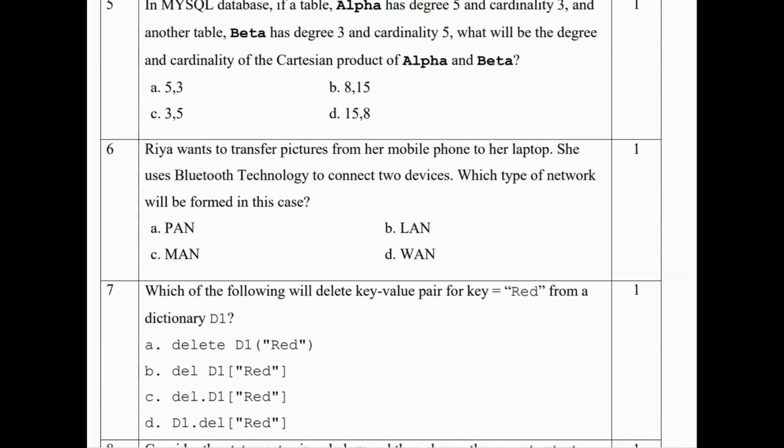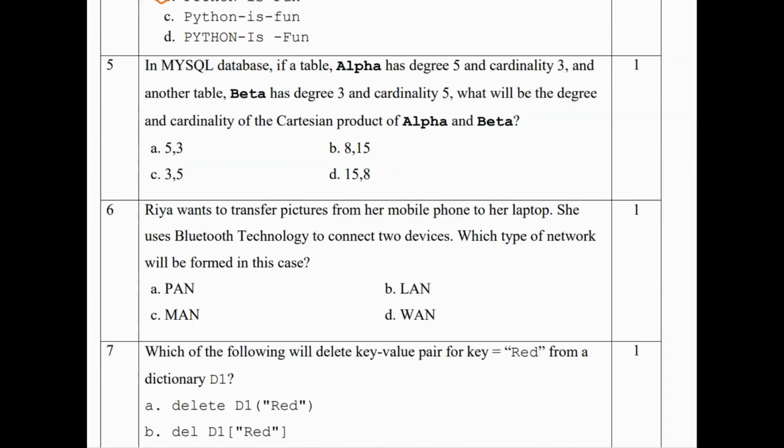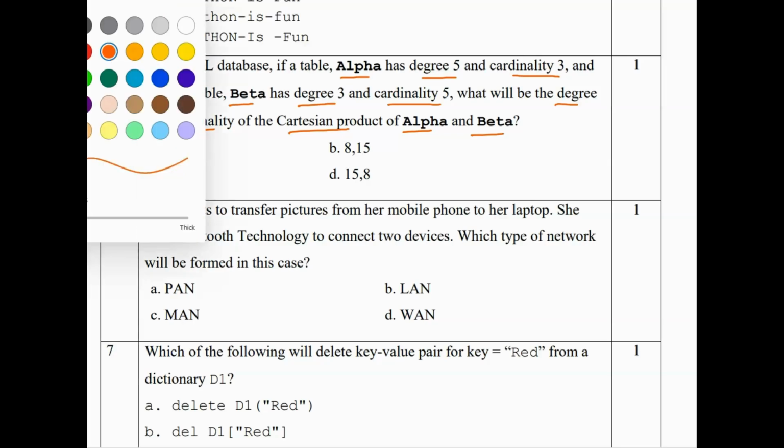Let us move on to the next question. In a MySQL database, if a table alpha has the degree 5 and the cardinality 3, and another table beta has the degree 3 and the cardinality 5, what will be the degree and cardinality of the Cartesian product of alpha and beta? They have given the options also. You should pick the correct option under this and write the correct answer. So let us work upon it.